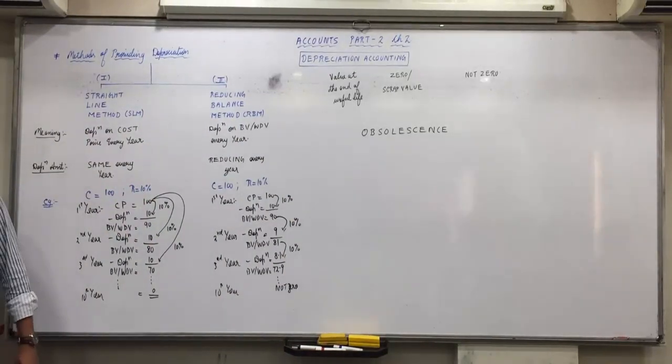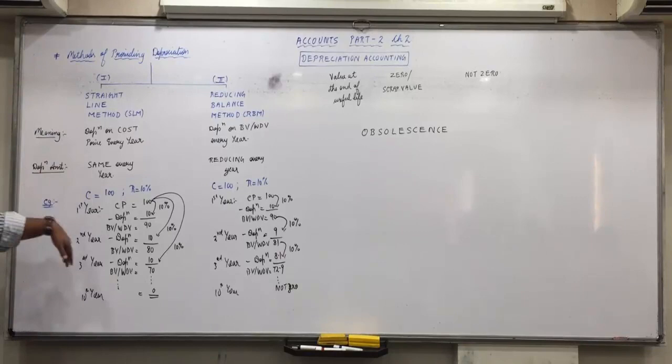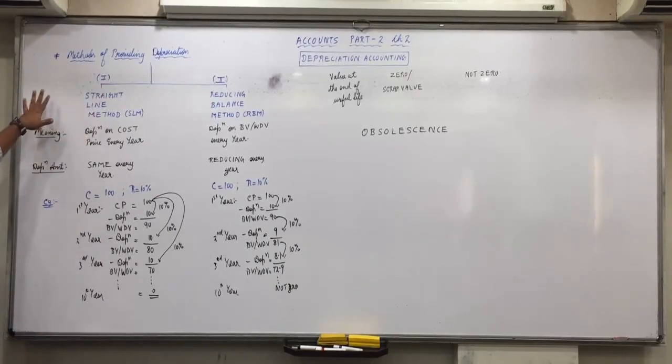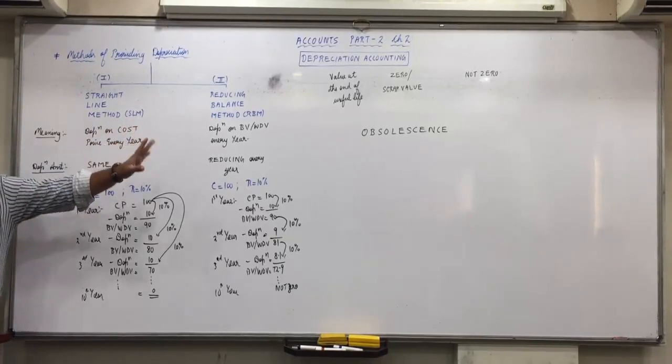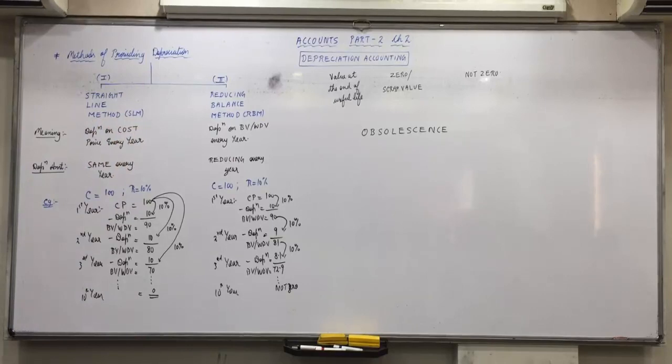Okay, these many reasons are sufficient to understand why the value of an asset would go down. Is everyone clear with it? Now write down this complete methods of providing depreciation. Also write this example so that whenever you revise, you are able to understand the basic difference between the two. Okay? 4 points you'll write: meaning, depreciation, example, and value at the end of useful life.